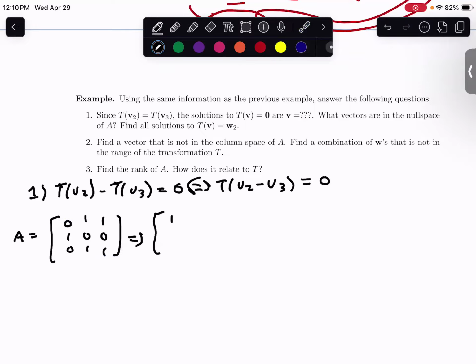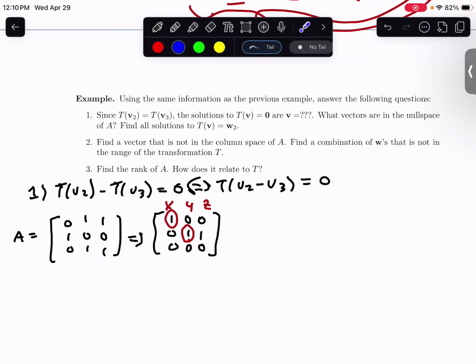So you could row reduce this matrix into something that looks like the following. And then you can do exactly what we did before. So we have two pivots. This is X, this is Y, and then this is corresponding to Z. And so if I wanted to find the null space of this thing, our free variable is given by Z.